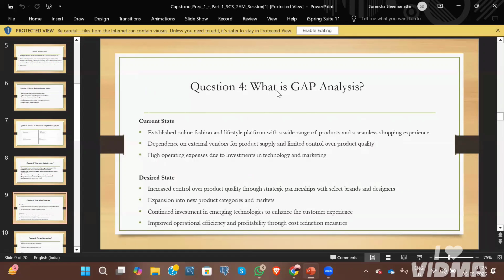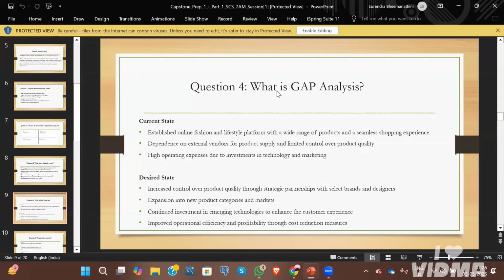Next one, what is gap analysis? So gap analysis is nothing but, guys, you will be finding what is your current state and what is your expected stage or desired state once the project has been completed. So the gap between the current state and the desired state is called gap analysis.